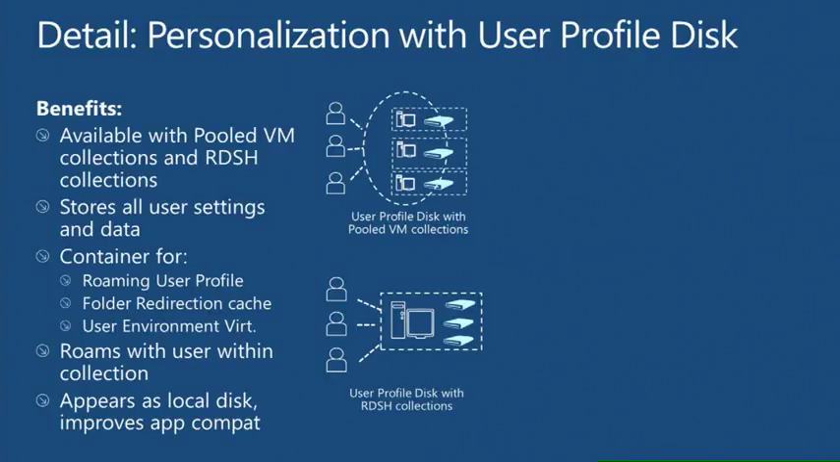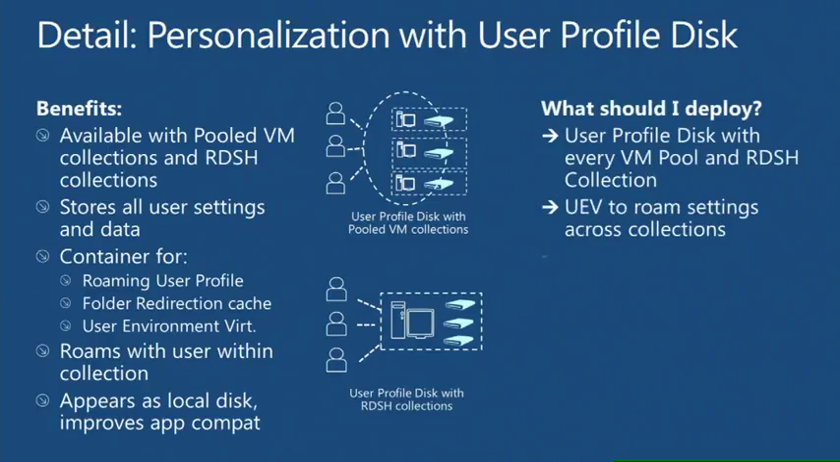So as a result, applications that normally would refuse remotely mounted data, like, for example, Outlook would not load a PST file that's on an SMB share. But if it's on a user disk, it works just fine because it appears as a local disk to the application. So what should you deploy?